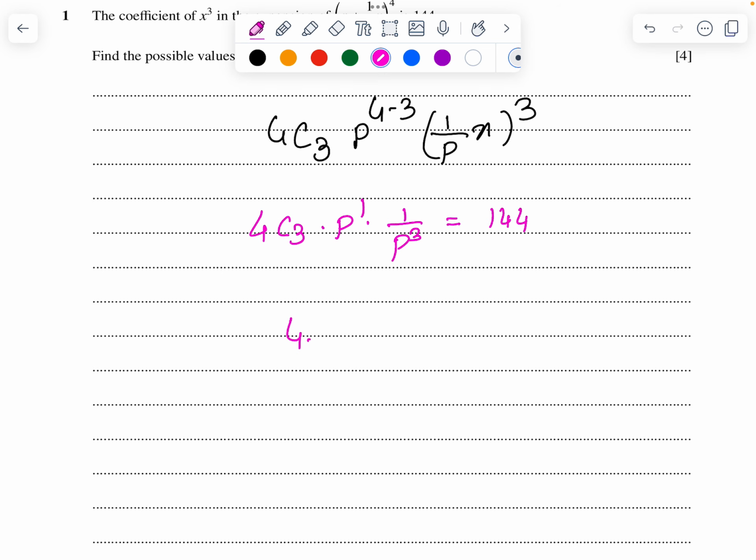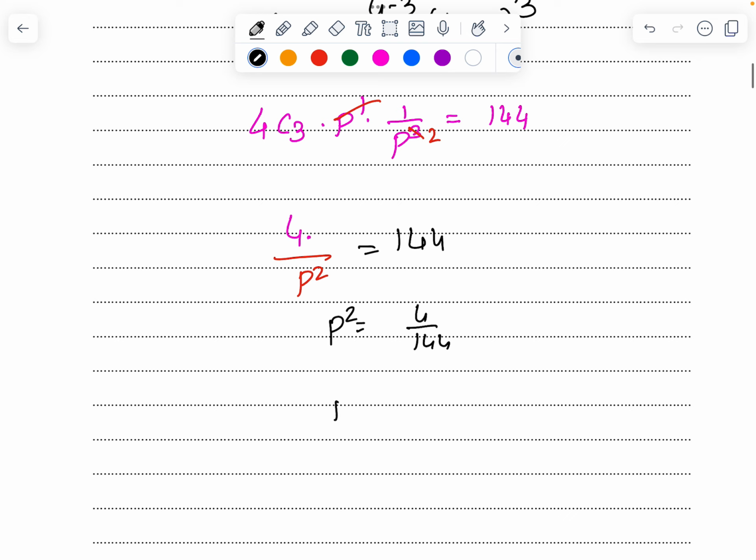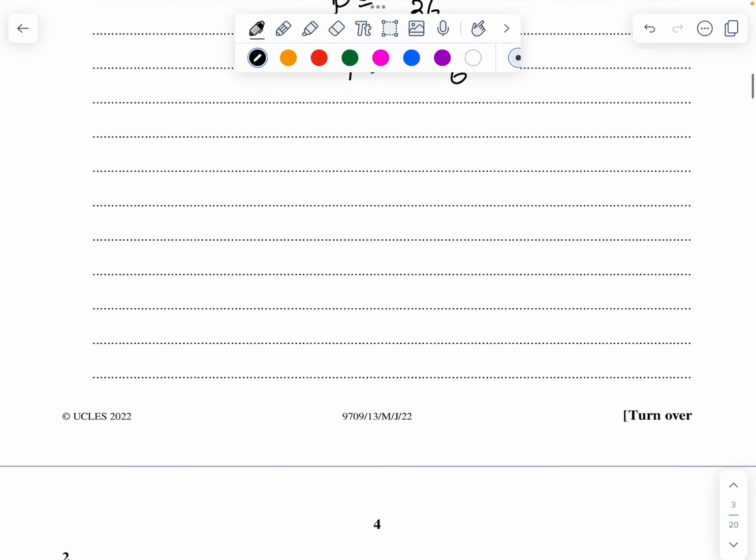4C3 is 4 times p, and p squared gets cancelled, so it becomes p. 4 upon p squared equals 144. So p squared equals 4 upon 144. p squared equals 1 upon 36. p equals plus or minus 1 upon 6. That's going to be the answer.